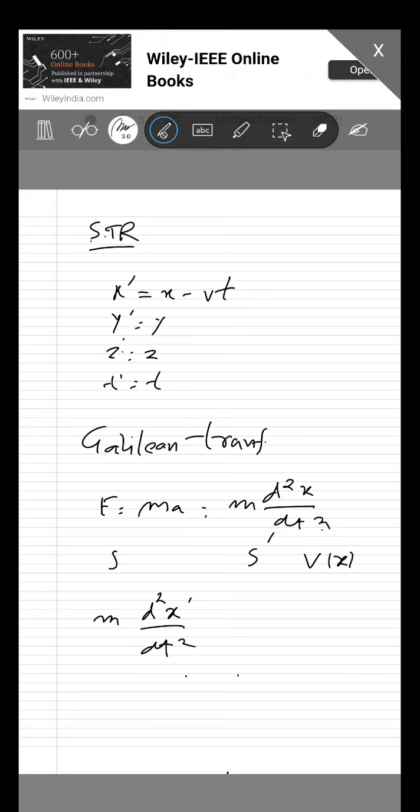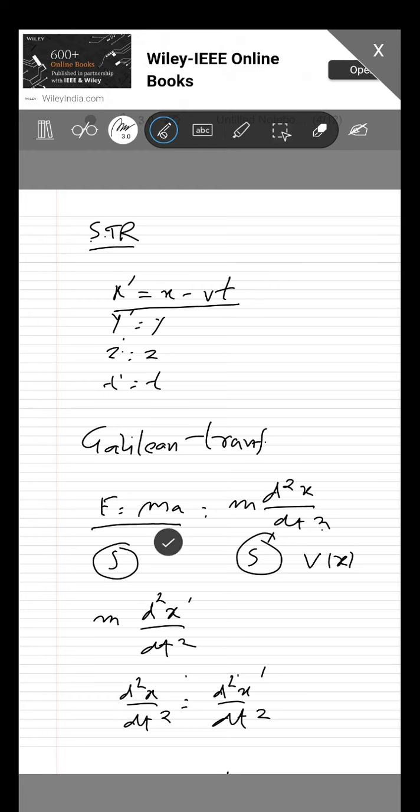Now if you look into this equation, then we can see that d square x by dt square is equal to d square x dash by dt square. So that makes Newton's second law, that is force is equal to mass and acceleration, invariant in these two frames of reference, S and S dash, moving and fixed frames of reference.